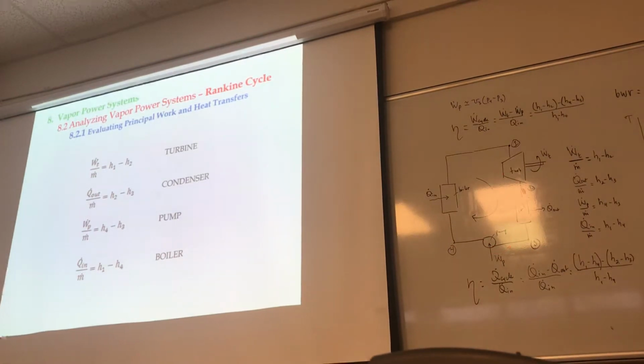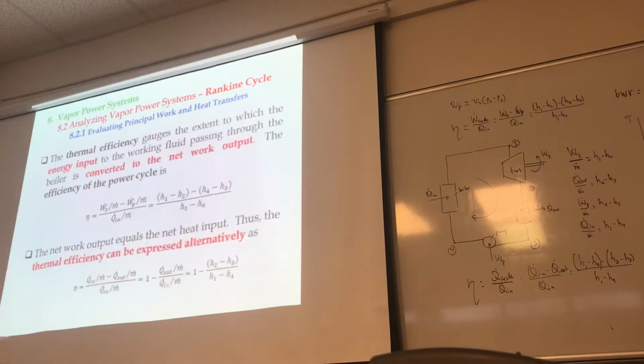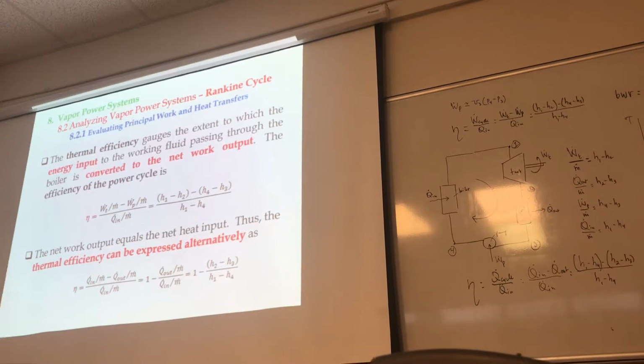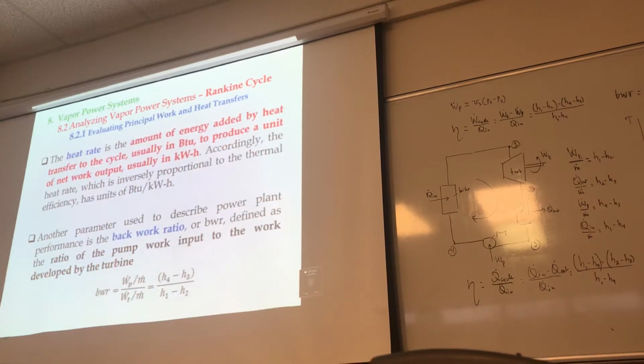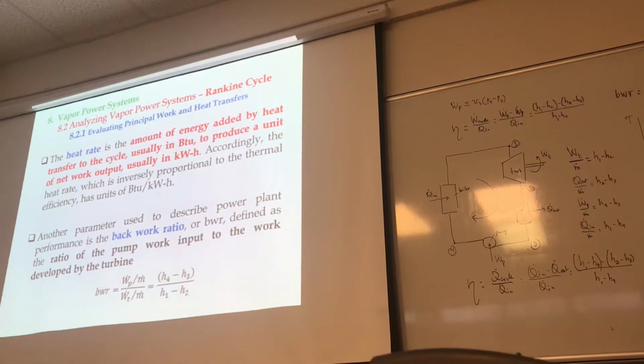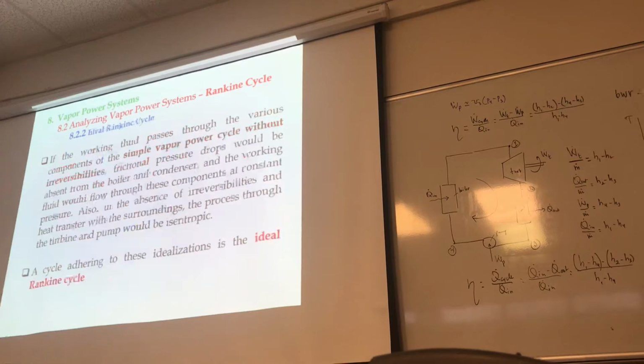The key prerequisite is to draw this one correctly. Once you get those 4 states, you can calculate the efficiency using either the work information or the heat information, which turns out everything is a function of the h's. And then we also talked about the back work ratio, which is the ratio of the pump work to the turbine work, and obviously you want that to be as small as possible. In terms of the h's, this is what it is.